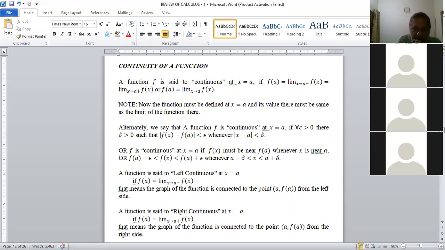Okay, continuity. So we say that a function is continuous. And now when we talk about continuity, we talk about what happens at x is equal to a exactly. And there, one thing is the value of the function, when you substitute for x the value of a, which we never did while finding out limit.